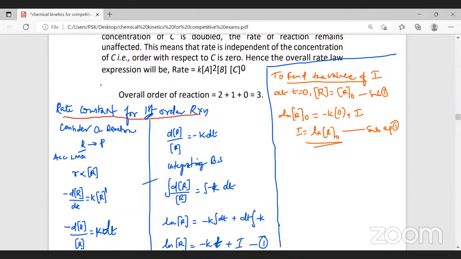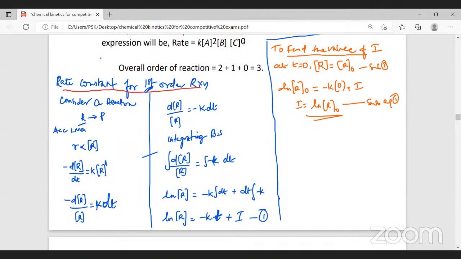That we are substituting in equation 1. When you substitute in equation 1, we get natural log of R is equal to minus k into t plus natural log of R naught. Now, maybe we'll take kt to the left-hand side and ln of R to the right-hand side. So we can write kt will be equal to natural log of R naught minus natural log of R. Correct? It's rearranging the terms.